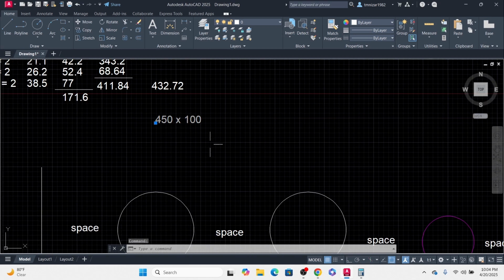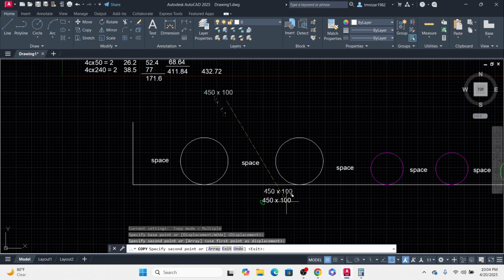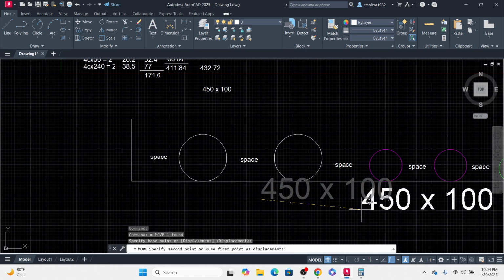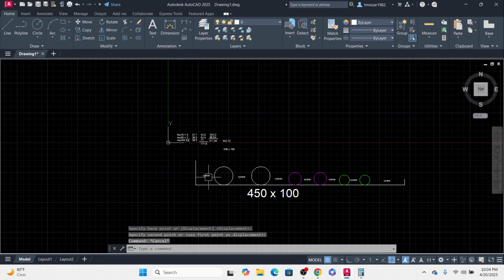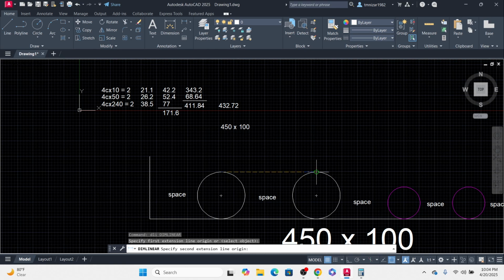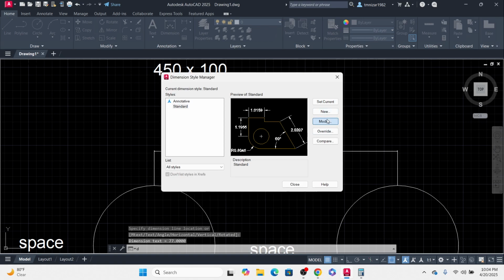So this is the cable tray size which I need. Let's copy this one. This is the cable tray size we need. Next, sometimes when we are designing the cable tray, they call this one. Let's make this text bigger.